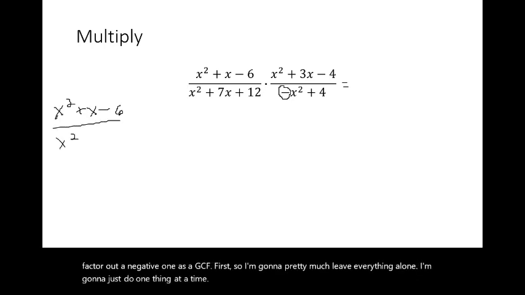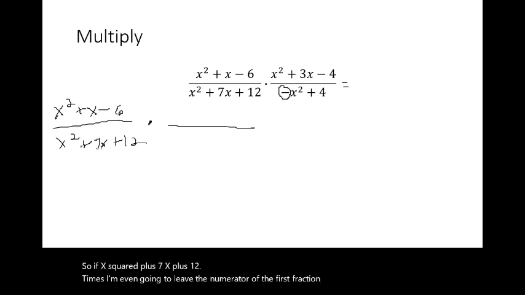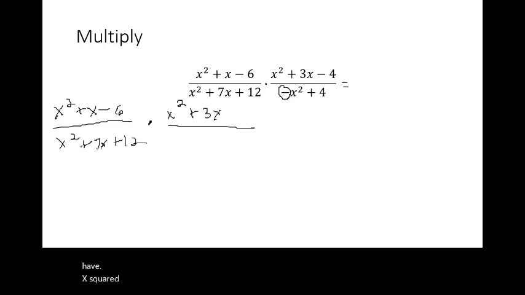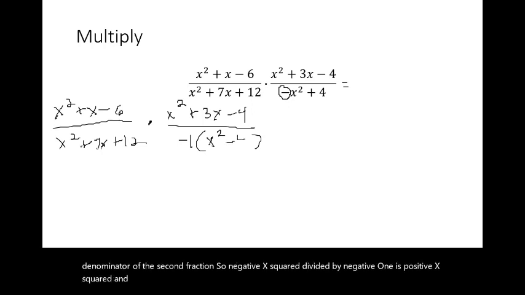So we have x squared plus 7x plus 12 times, I'm even going to leave the numerator of the first fraction alone for right now. We have x squared plus 3x minus 4. And I'm going to factor a negative 1 GCF out of just the denominator of the second fraction. So negative x squared divided by negative 1 is positive x squared. And then 4 divided by negative 1 is minus 4.